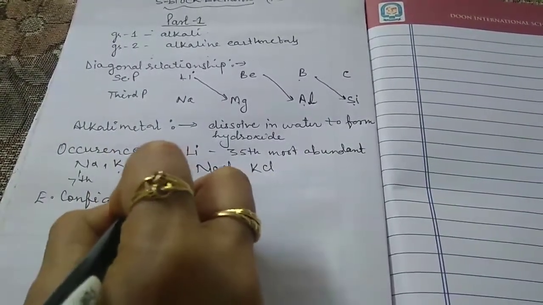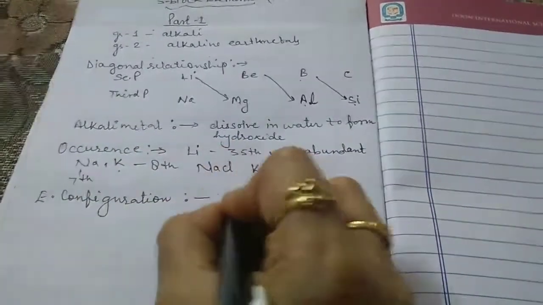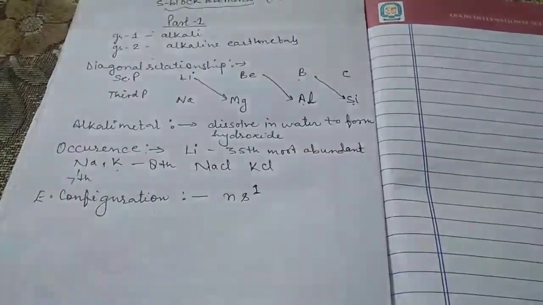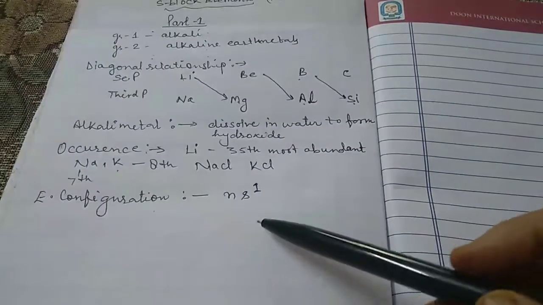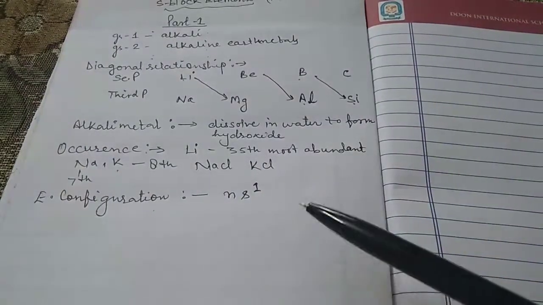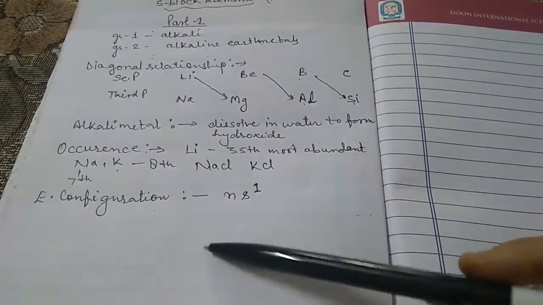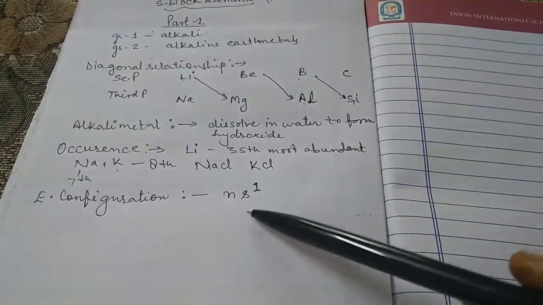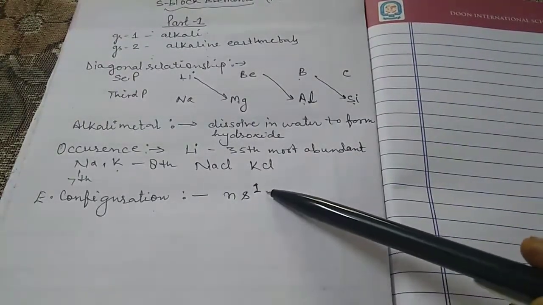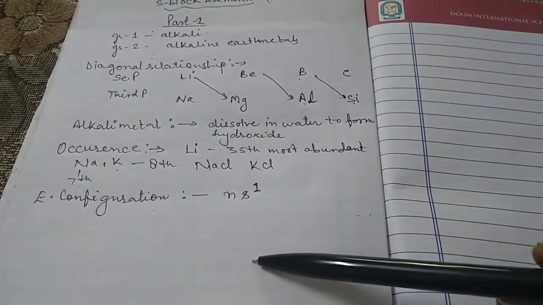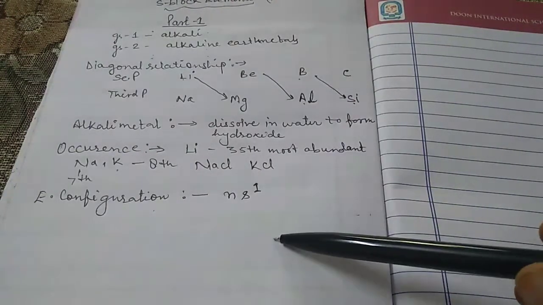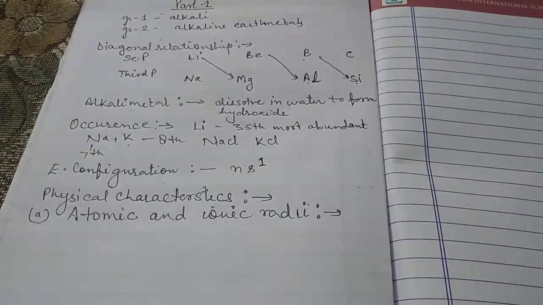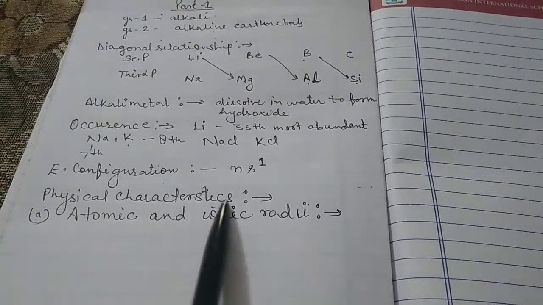The electronic configuration of the alkali metal is ns1. It means in the s subshell it has only one electron. So ns1 is the electronic configuration of the alkali metal. Now the next topic is the physical characteristics or the physical properties of the alkali metals.